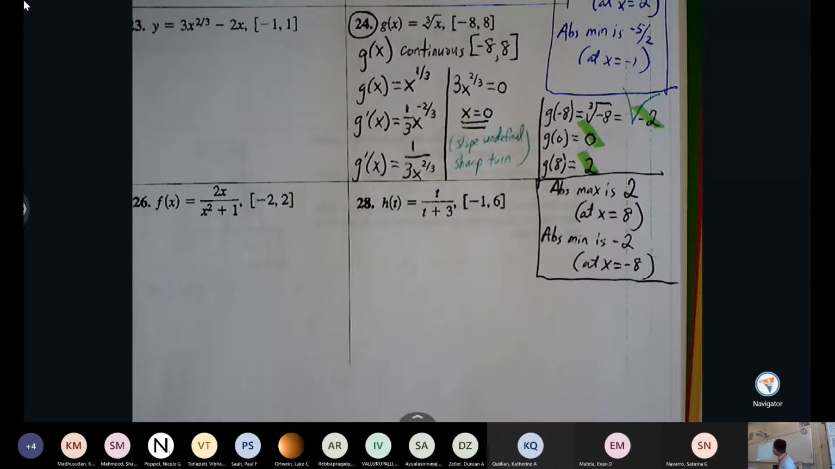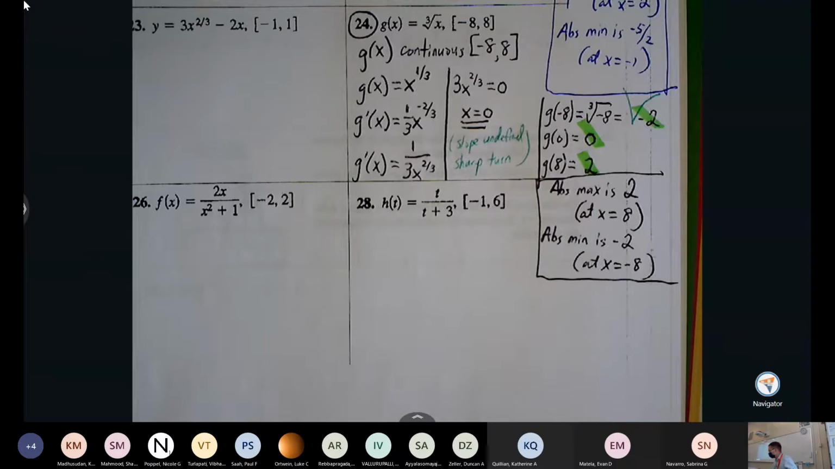Okay, let's look at 28. 28 is not a polynomial. It's not a radical. It's a rational function. So we may have some issues with continuity. Okay. So where do we look for potential continuity issues if we're looking at an f of x function? Where do we look for continuity issues?